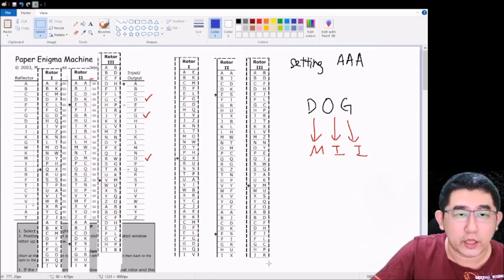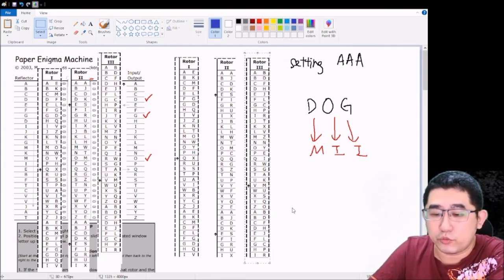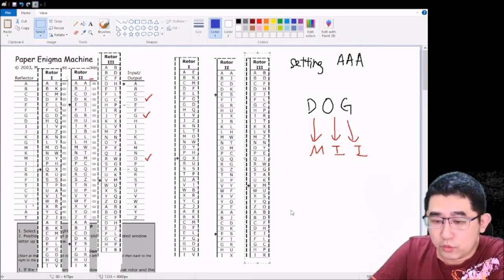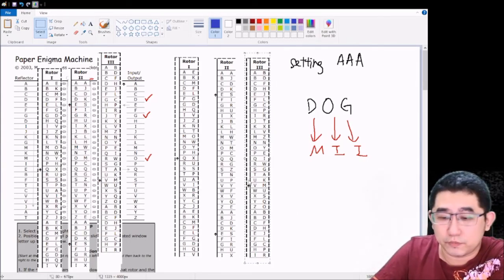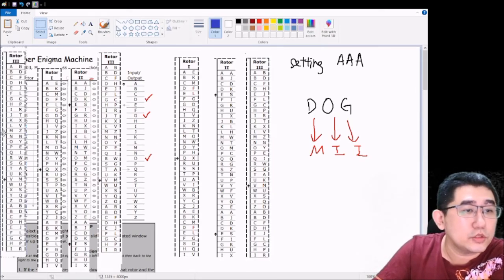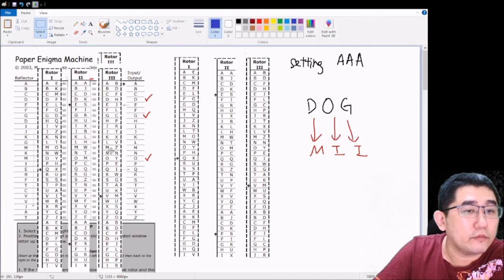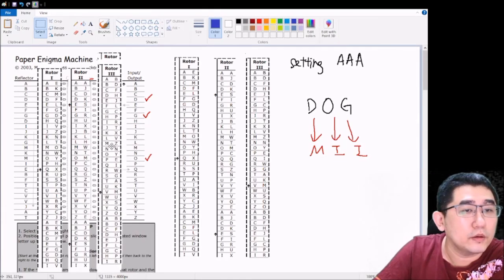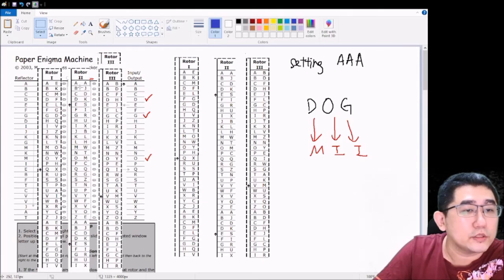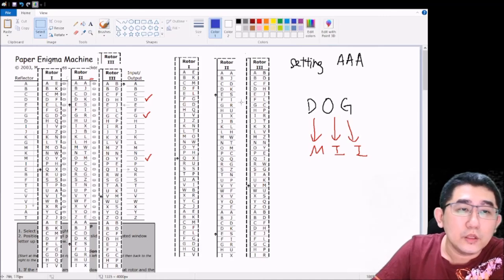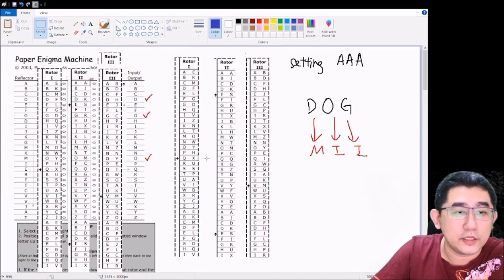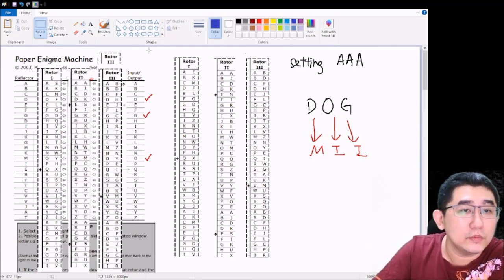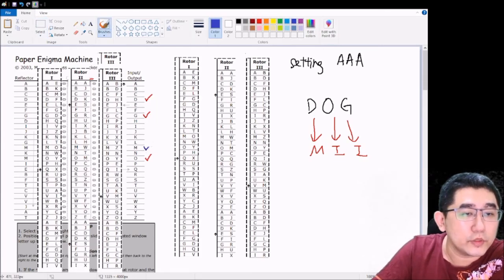So let's see what happens if I reset the third rotor back to its original position. Remember the setting that we had earlier is AAA. So it's AAA here, you can see A and A. Now I'm going to press the letter M. The M is over here.